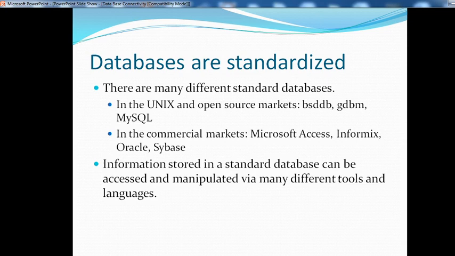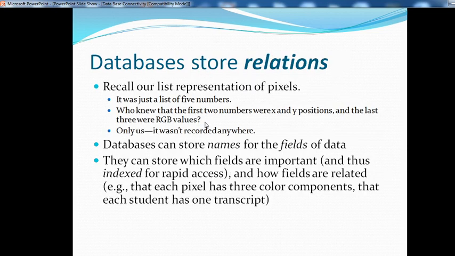Databases store relations. What type of relations do databases store? Recall our list representation of a pixel. That pixel was just a list of 5 numbers. We knew the first 2 numbers were the x and y position and the last 3 were RGB values, but it was not recorded anywhere.